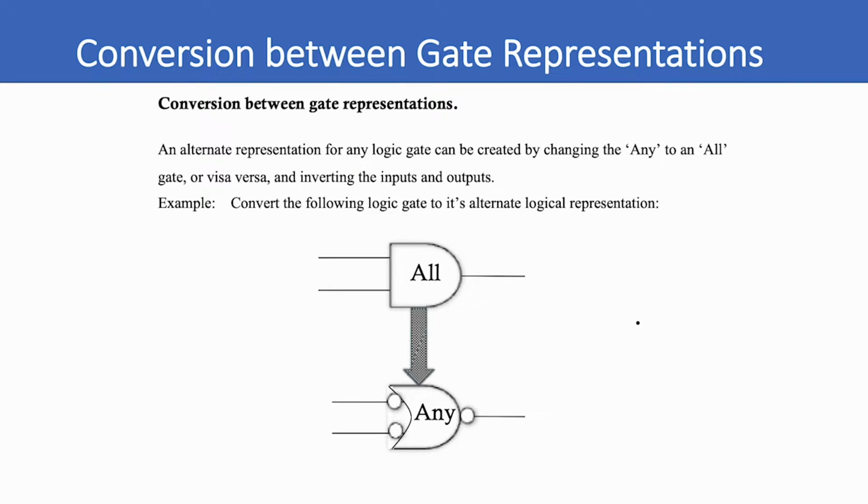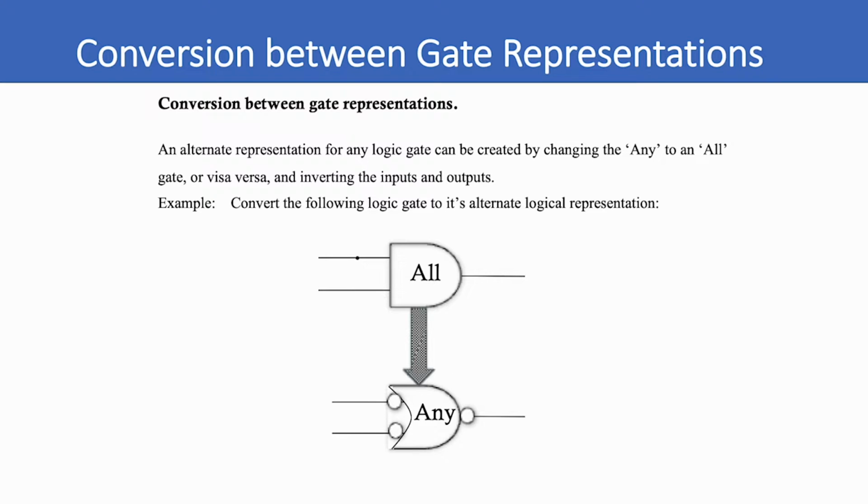Okay, how do we convert between gate representations? In other words, how can we go from an ALL to an ANY or an ANY to an ALL? Well, this is the way we do it. You can start with an ALL gate, which is an AND gate. You convert it to an ANY gate by changing the ALL to an ANY and inverting the inputs and inverting the output.